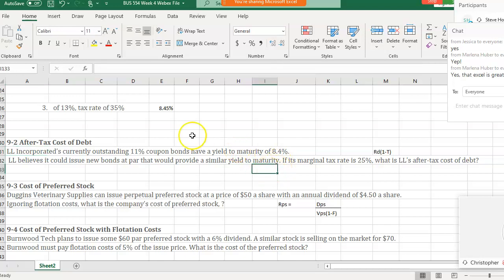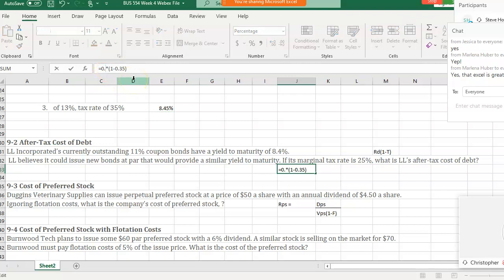So with this one, I'm just going to copy this formula here. We'll just plug in our new numbers. And so I'm going to take, instead of using 0.13, I now will have 0.084 times 1 minus t. In this example, t is 25. Okay, so my answer now is 6.3%. Okay, so the key with a question like this is I want to plug in yield to maturity, and I don't want to use the coupon rate.